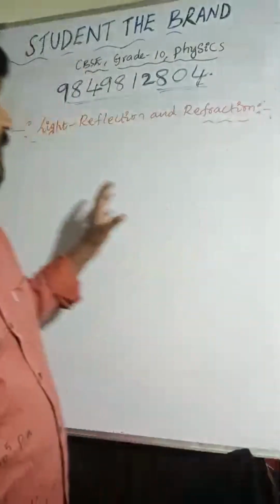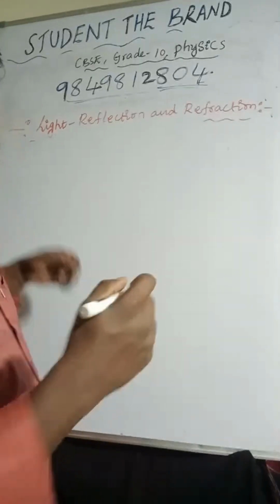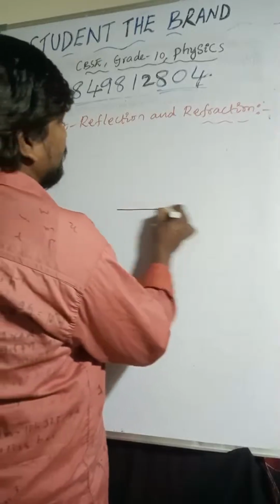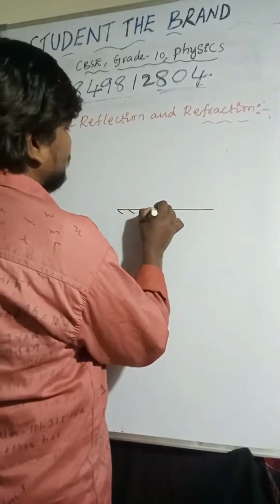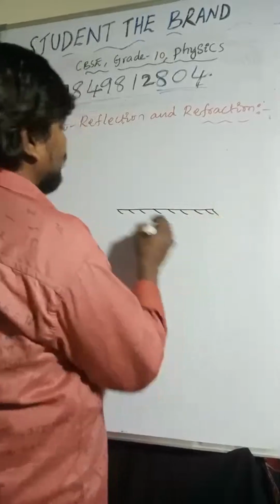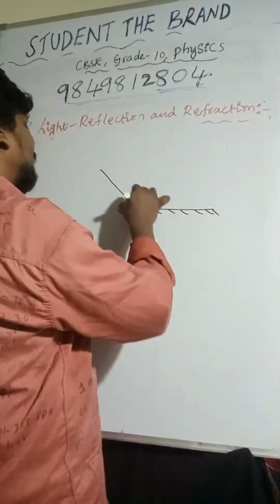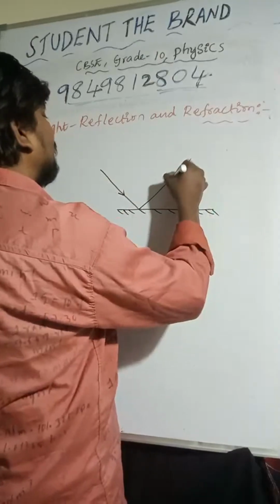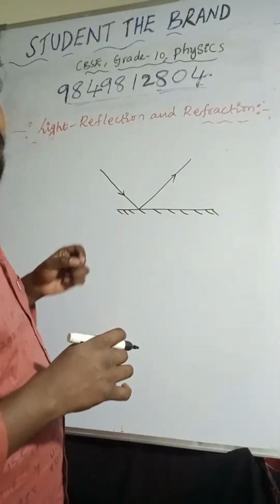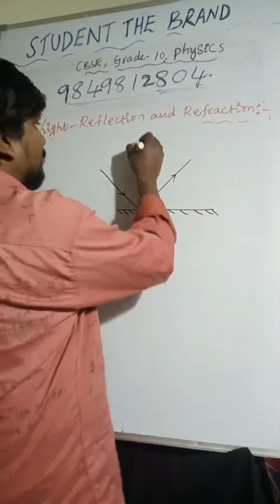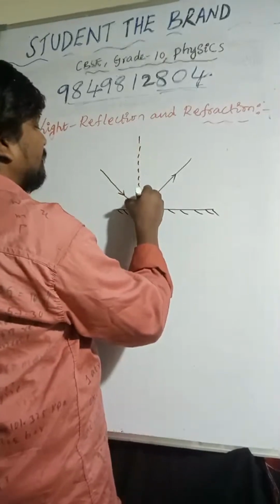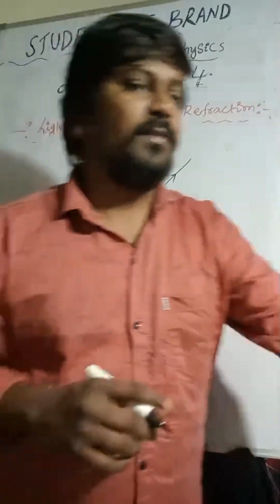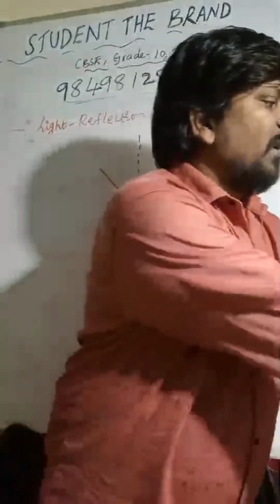So I am taking here a plane mirror. I'm considering this is a plane mirror. Okay. So this is the incident ray, reflected ray, and the line which is perpendicular to the plane surface is called normal line.